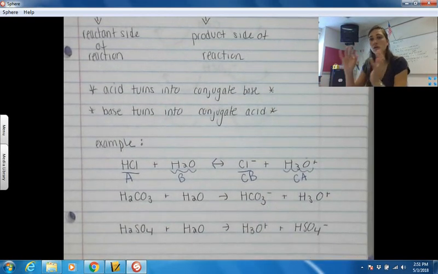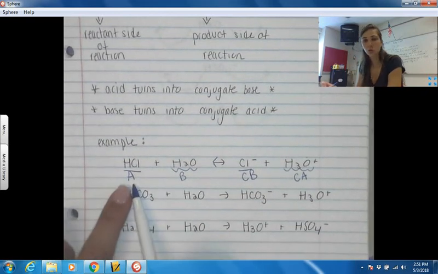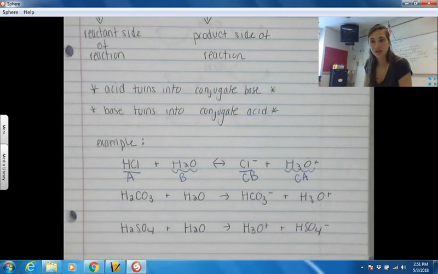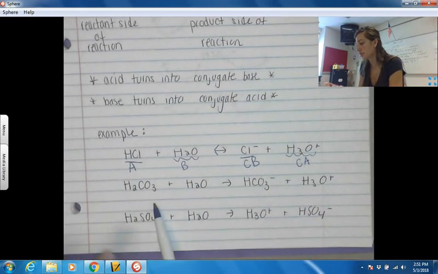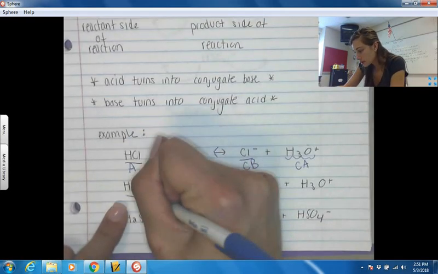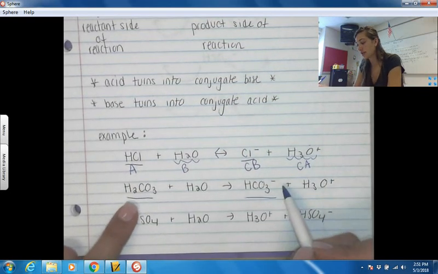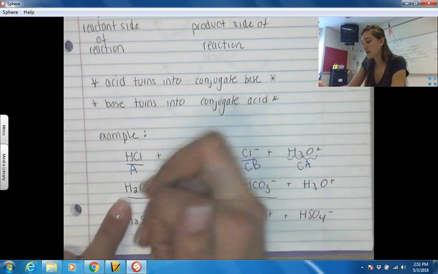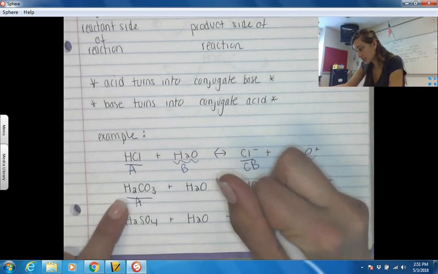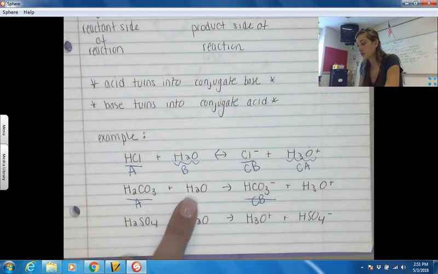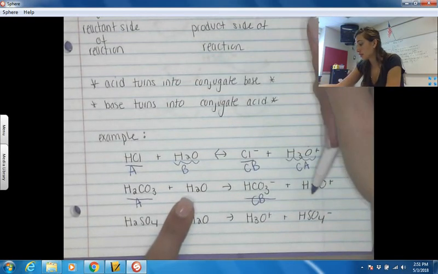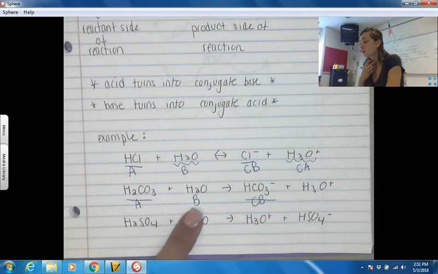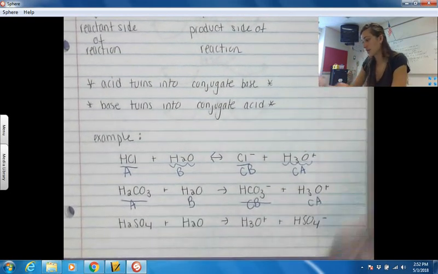So it's just, if we're going in the forward direction, which one's acting like the acid and the base? If we're going in the reverse direction, which one's acting like the acid and base? So let's go ahead and look at this one. H2CO3 looks similar to HCO3 minus. So in order to get from here to here, we lost a hydrogen, which means that this is our acid, which means that this is our conjugate base. Water gained a hydrogen here, which is the definition of a base, so that makes water our base again. Our bases turn into conjugate acids.